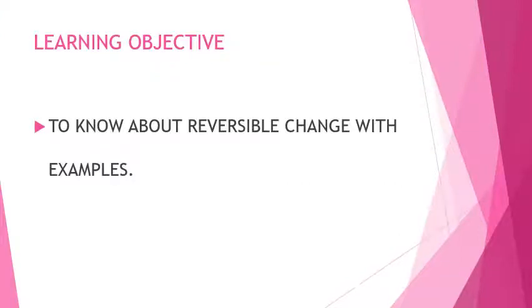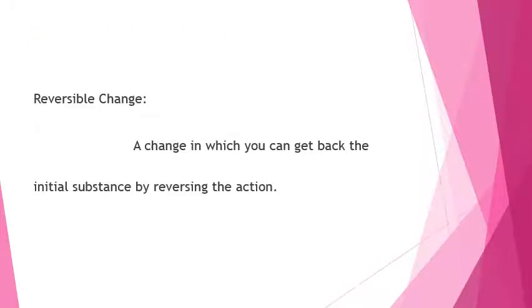Learning objective: to know about reversible change with examples. Reversible change. A change in which you can get back the initial substance by reversing the action is called reversible change. Let us understand it by performing activities.